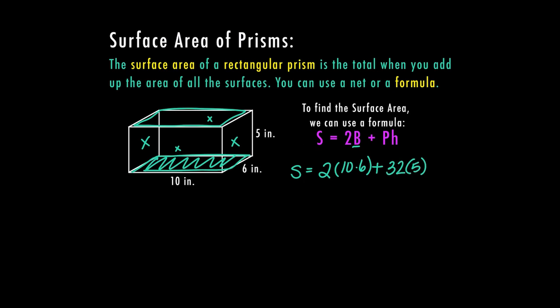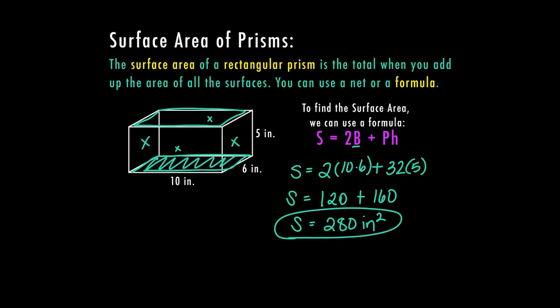So then we're going to just solve for the surface area. So 10 times 6 is 60, and 60 times 2 is 120. 32 times 5 is 160, and then I just have to add those up, and I get 280 inches squared. And if you notice, I ended up with the same answer I had on my last example when I had the net figure.